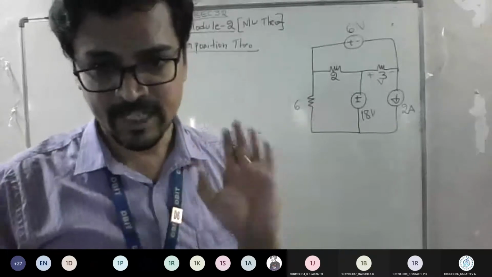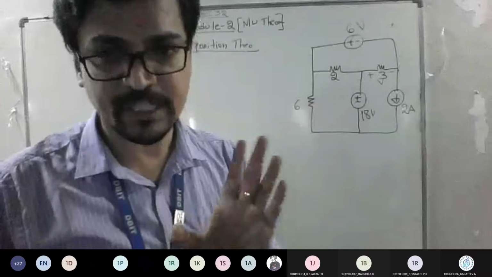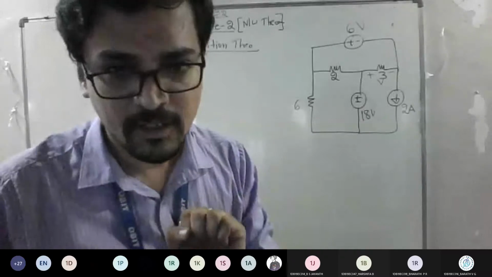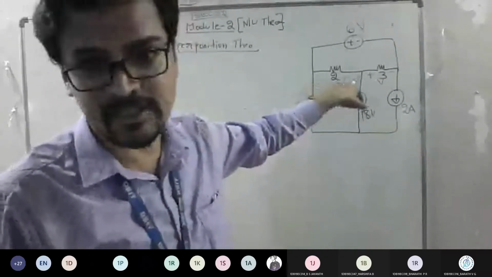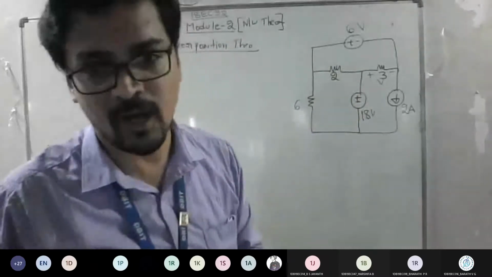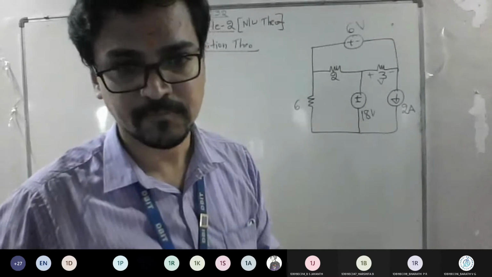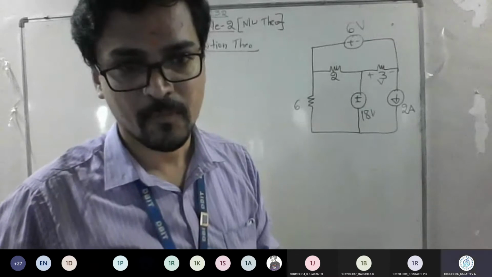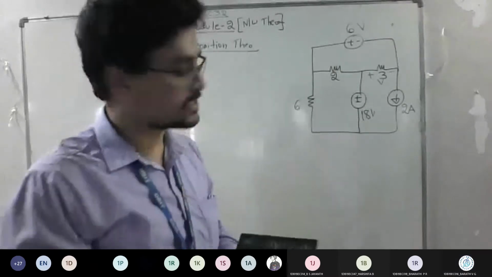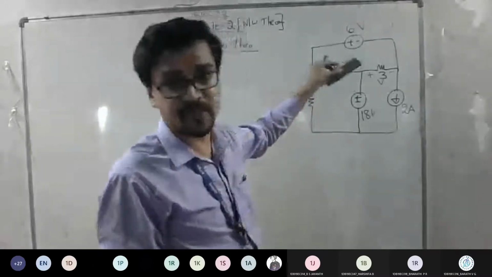If you apply mesh analysis to find V, what should you find first? You should find the current. If you are able to find the current across the 3 ohm, then you can use V is equal to I into R. Is it correct? So now we'll stick with the procedure.